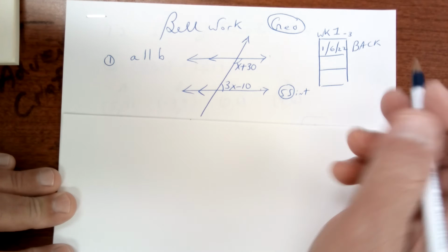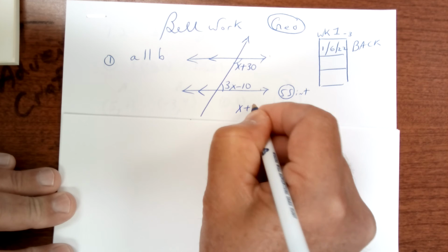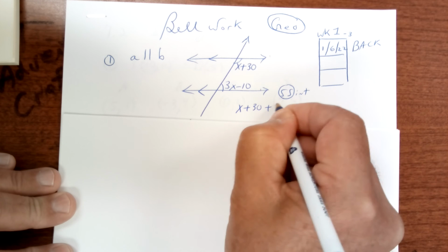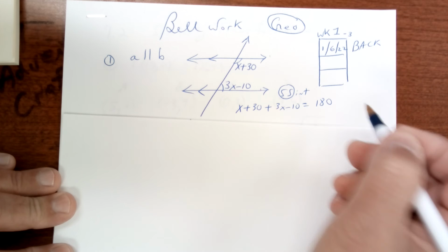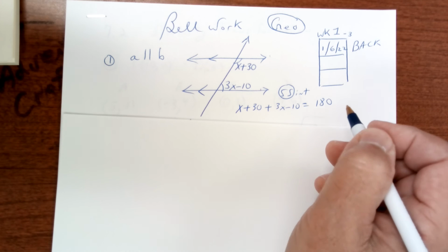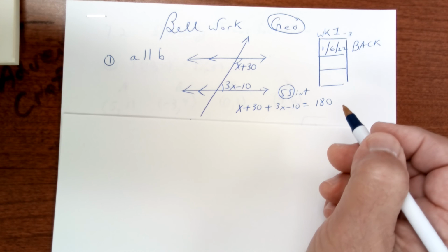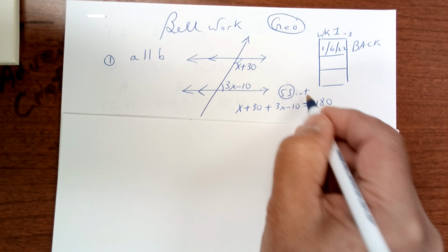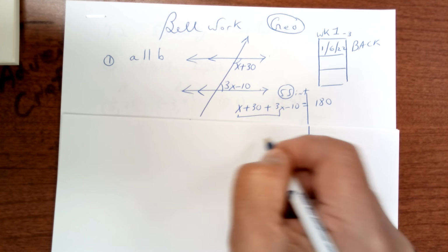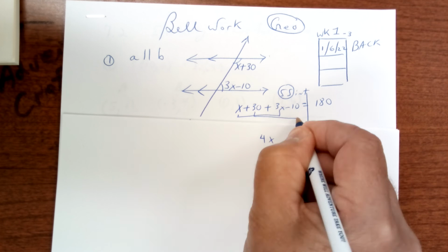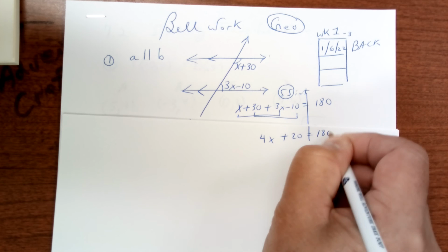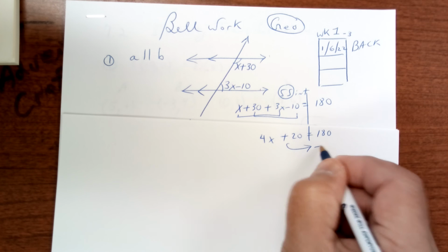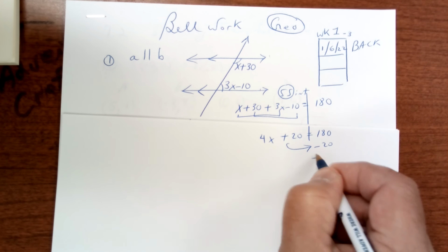So you're going to take the first one plus the second one and set it equal to 180 degrees. Make sure you turn to your neighbor when you're done and discuss this. In this case, we're going to draw a line, and we're going to get 4x. And then here it looks like 30 minus 10 is 20. And then you have to solve this equation. So you're going to subtract 20 and then divide by that 4 right there.